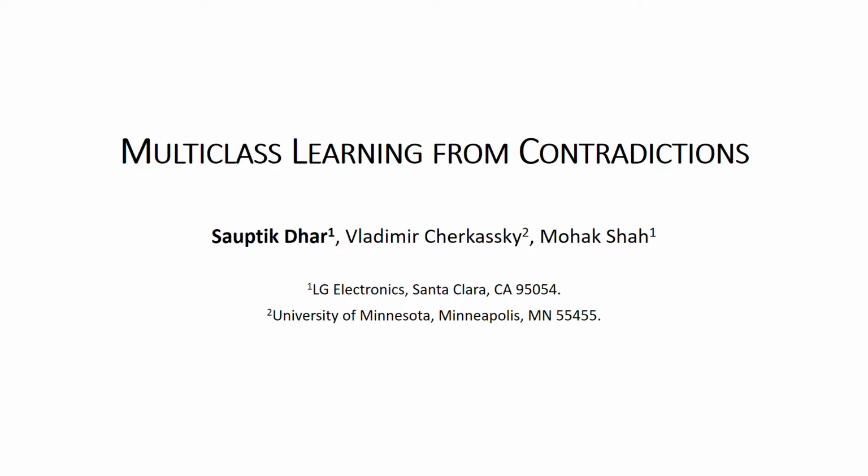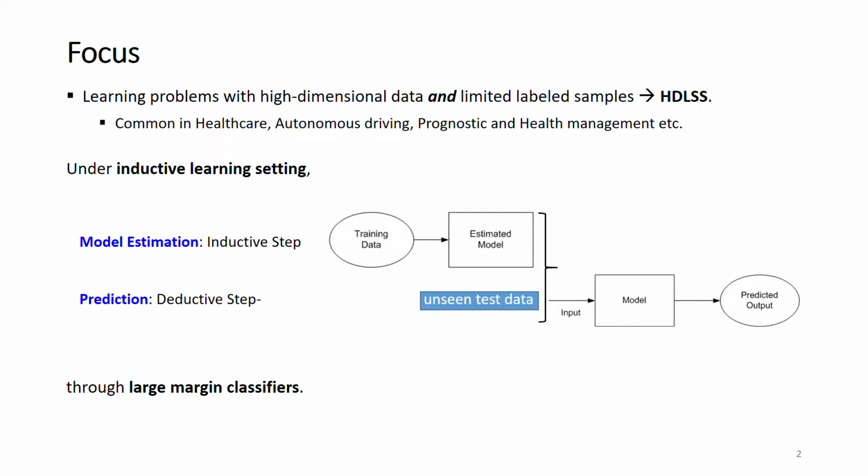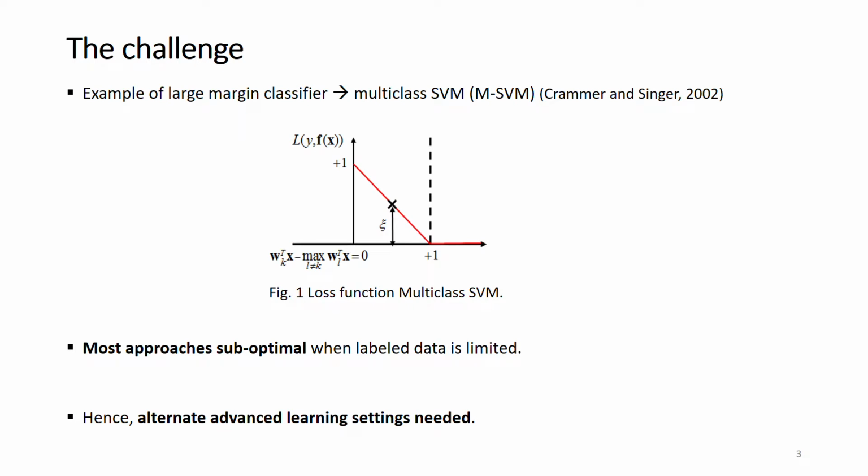Multiclass learning from contradictions. We focus on the problem of learning with high-dimensional data, especially when access to labeled samples is limited. Most algorithms designed for such problems involve inductive settings. One approach specifically designed for high-dimensional problems uses large margin classifiers. A popular example is the multiclass SVM, or MSVM, introduced by Crammer and Singer. Unfortunately, the performance of most such approaches is suboptimal when the labeled data is limited for high-dimensional problems.